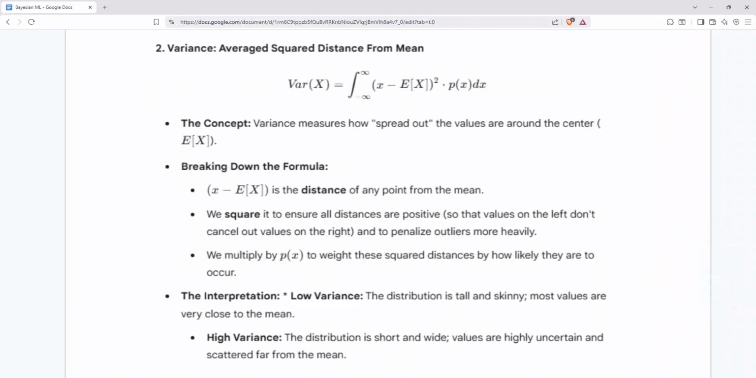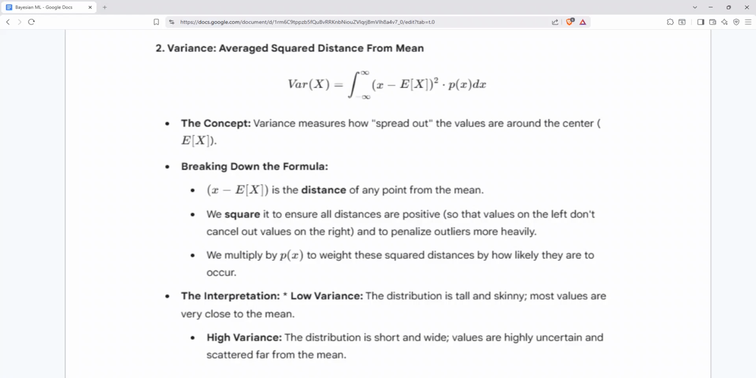Now let's move to variance. Variance tells us how spread out the values are around the mean. Let's break it down. X minus E of x gives the distance from the mean. We square it so that all values become positive, and also so that values far from the mean get penalized more. Then we multiply by p of x so that more likely values contribute more. So overall, the variance is the average squared distance from the mean.